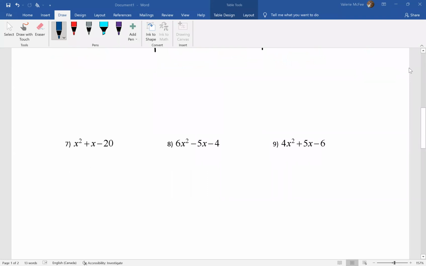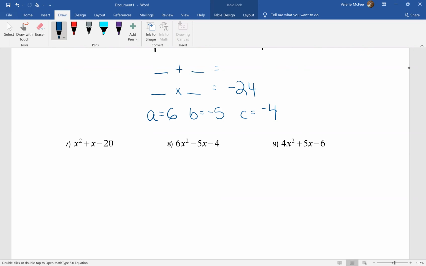Let's try question 8. In question 8, we see that A is 6, B is -5, C is -4. Two numbers that multiply to equal A times C and that add to equal B. We can list the factors of 24 in pairs. As soon as I get to 3 times 8, I can see that those will give me the 5 that I'm looking for.